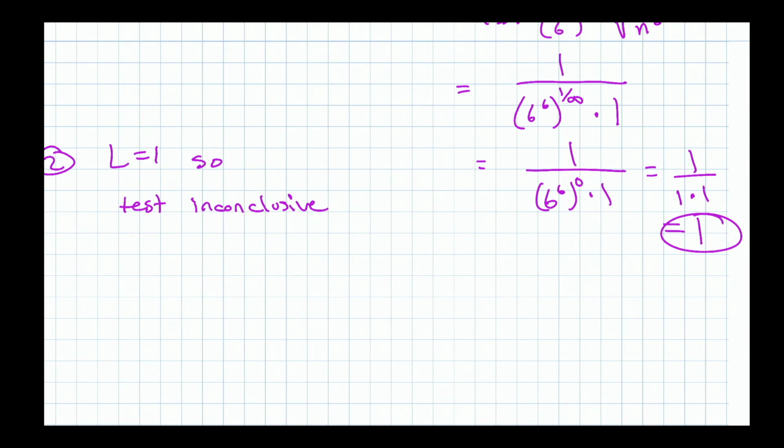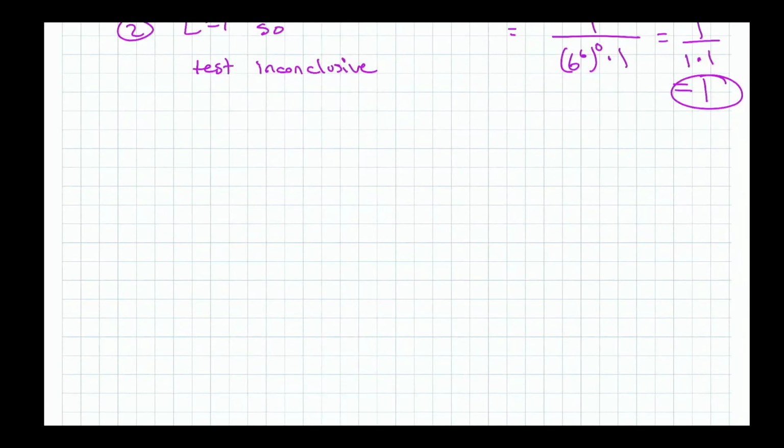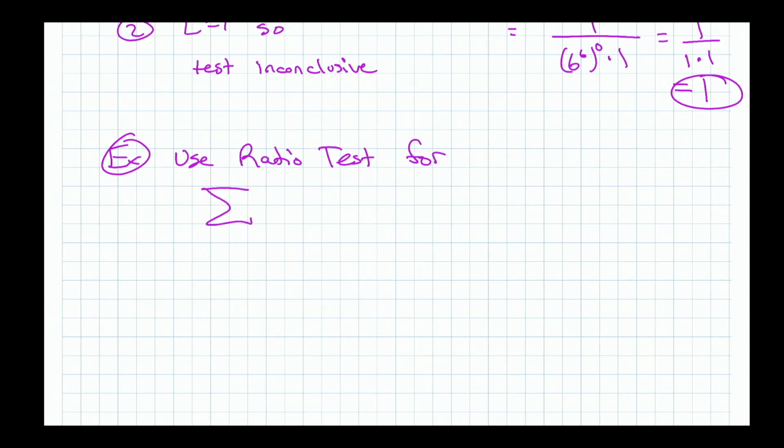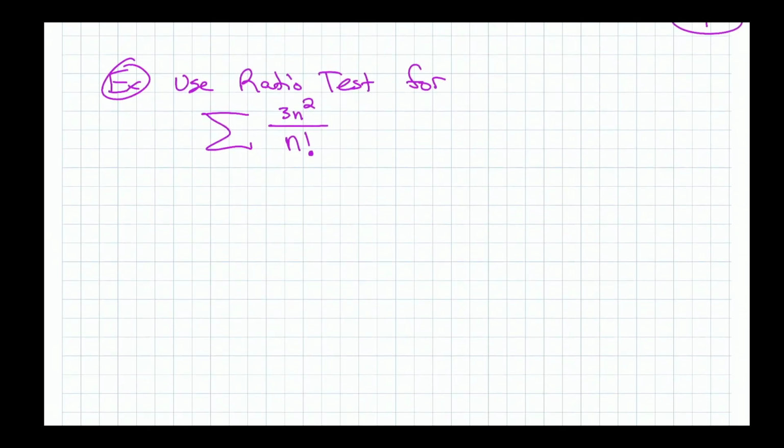I'll just make one up. Example: use the ratio test for, and I'll just make one up. It's not that hard to make these up. So what do we want? I want 3n squared over n factorial. Okay, now before we do this though, and we'll start this at 1 to infinity, not that it matters.